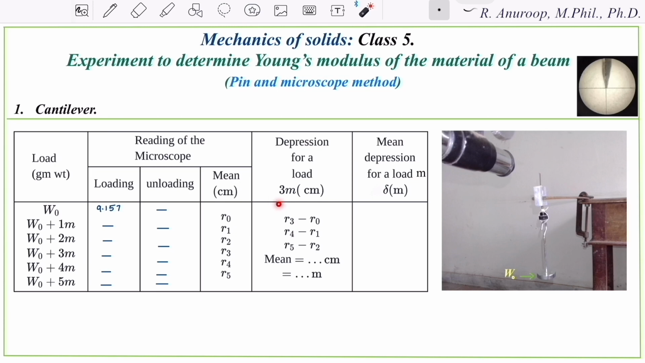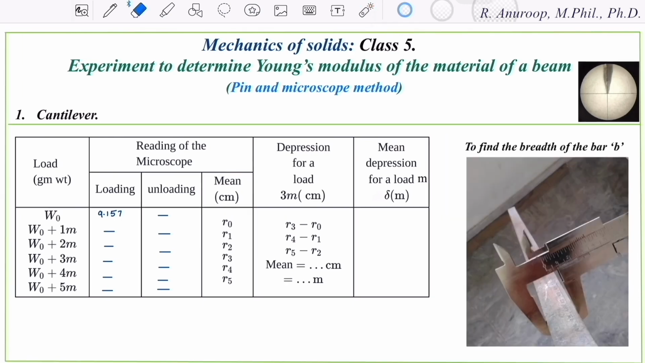Once you have the depression for a load 3m, you can find out the mean depression for a load m. Divide the depression for a load 3m by 3. Then you will get the depression for a load m. That is given by delta. Once you find out delta, what is delta? It is the depression for a load m.